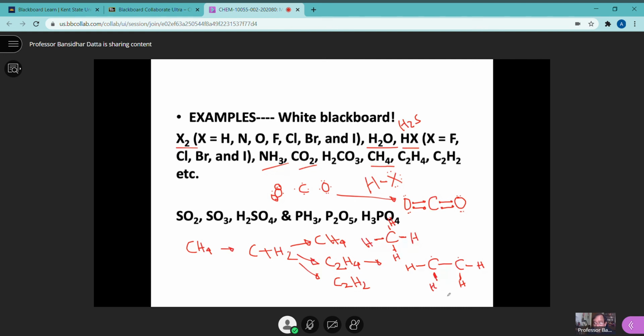That is absolutely right. So this one will come right here. This one will come right here. That is correct. And right here. And now you can make a double bond. So carbon-carbon double bond.